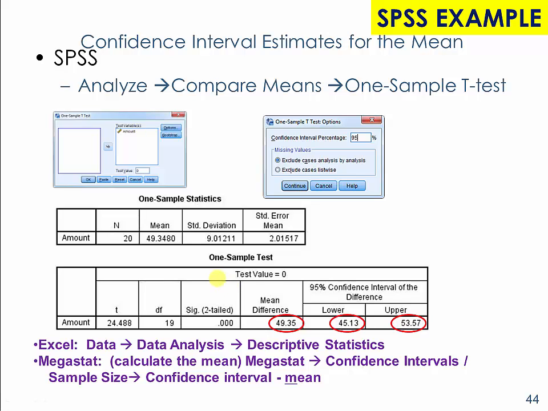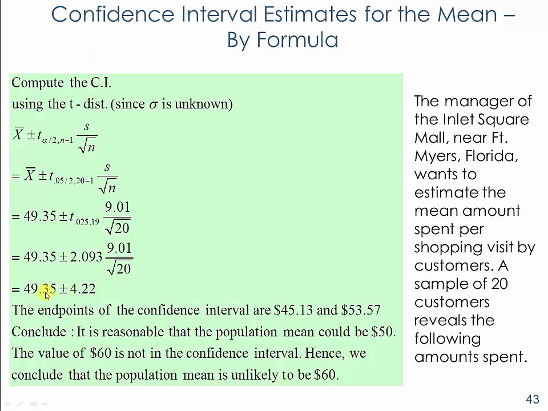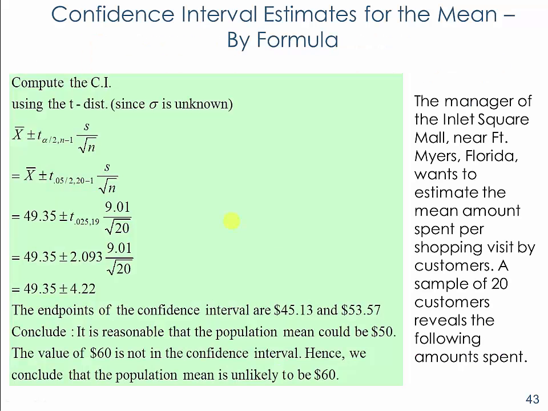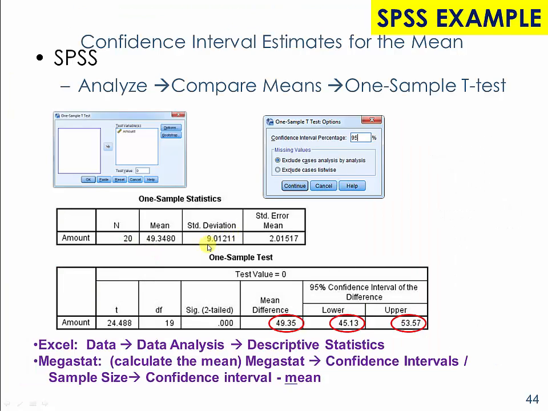output here. So you can see in SPSS we have the same mean. It's just out to 4 digits of precision compared to 2 digits of precision here. And then we have our standard deviation of 9.01211, our standard error of the mean 2.01517. And now you'll notice if we go into here, we have 9.01 as our standard deviation, and we have 9.01 plus a few more digits of precision here.